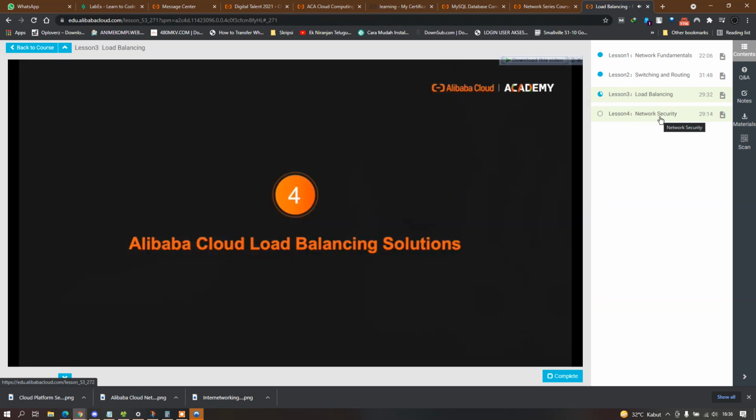Okay, after we have learned about load balancing and some common load balancing concepts and solutions, for the last part I'd like to introduce the Alibaba Cloud load balancing solution, which is SLB. So we move on.